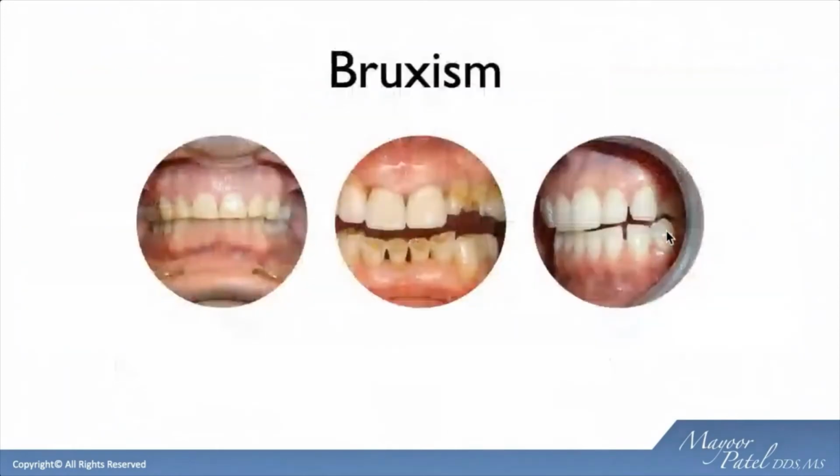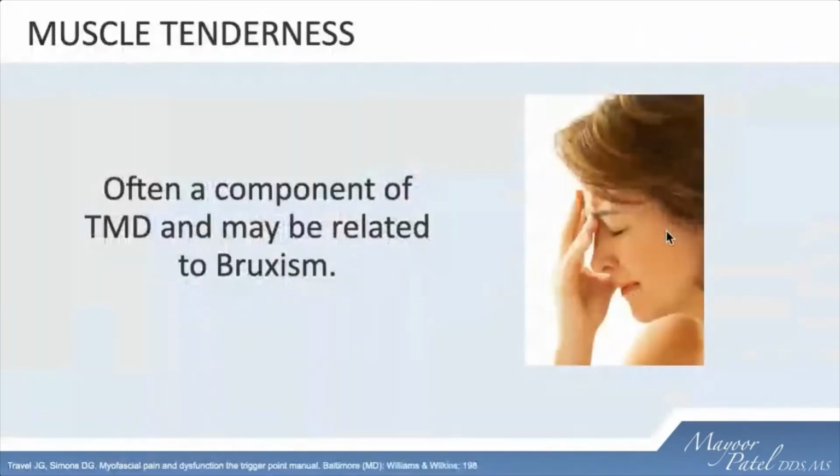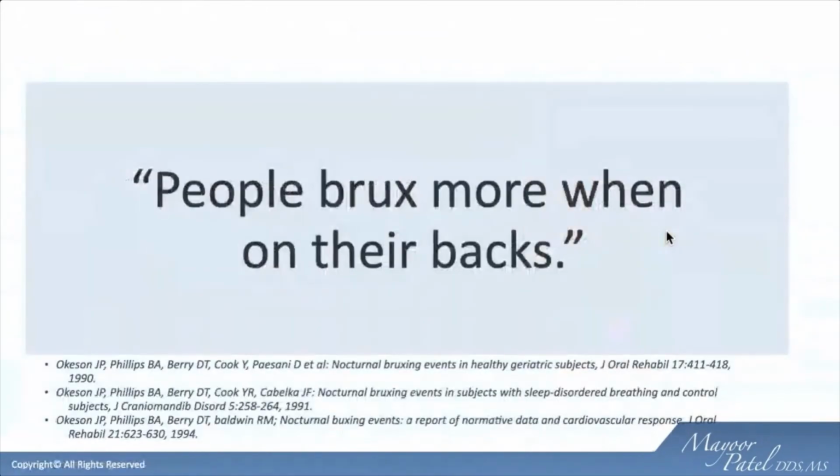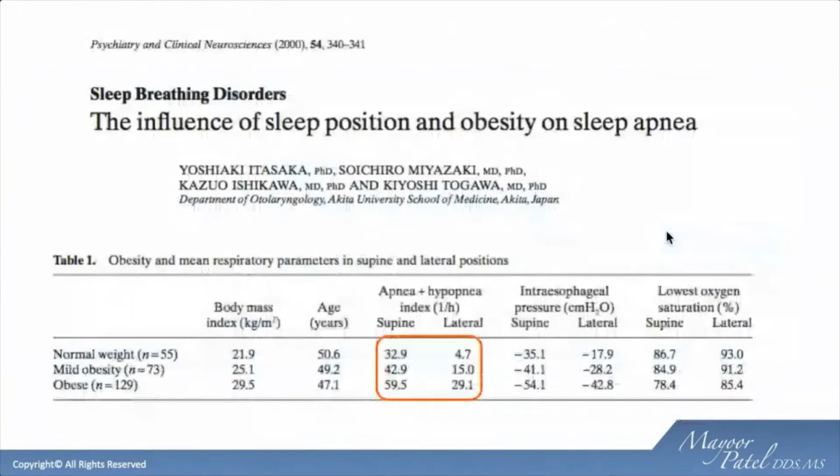All right, bruxism. When you see bruxism, the biggest thing here is often a TMD complaint, or an etiology in some instances that's relevant to TMD disorders is parafunctional behavior. But you'll find that most people will also brux more on their back. If they brux more on their back, clinically, when you look at sleep apnea in a patient that has normal weight or is obese or mildly obese, you'll find that apnea is primarily worse on their back than it is on their side.